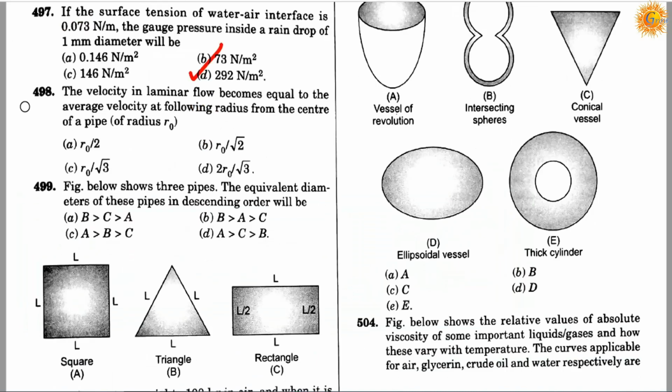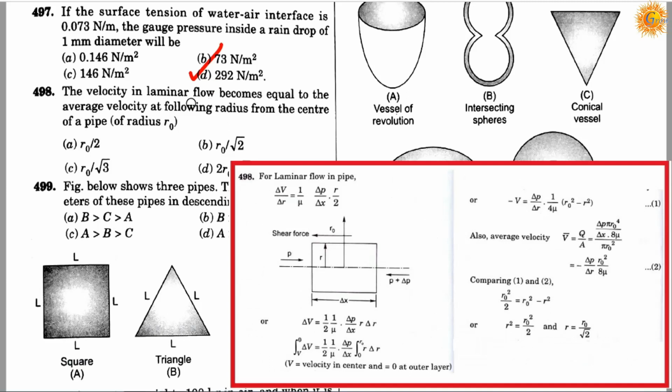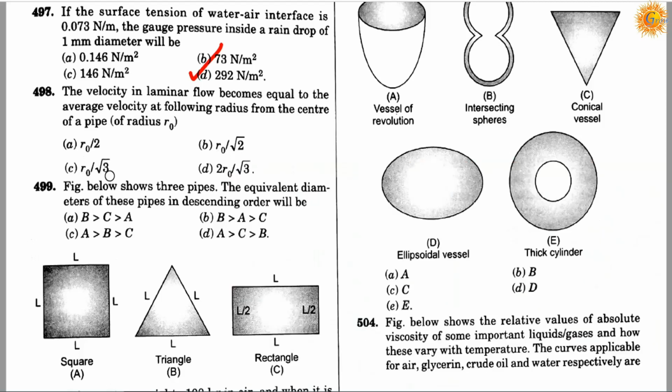Question number 498. The velocity in laminar flow becomes equal to the average velocity at which radius from the center of a pipe of radius r0? Option A, r0 divided by 2; option B, r0 divided by root 2; option C, r0 divided by root 3; and option D, 2r0 divided by root 3. So the correct answer is B, it will be r0 divided by root 2.